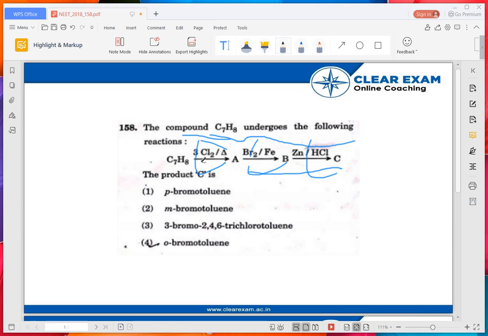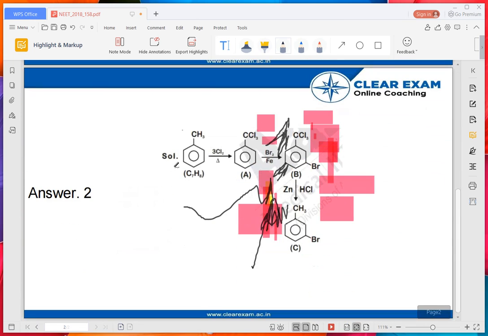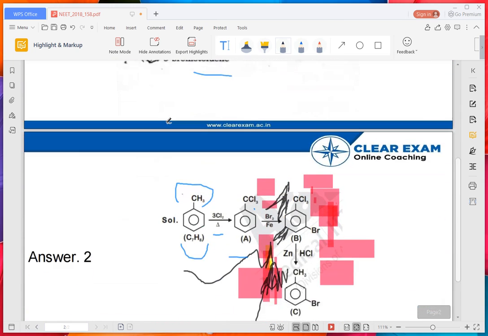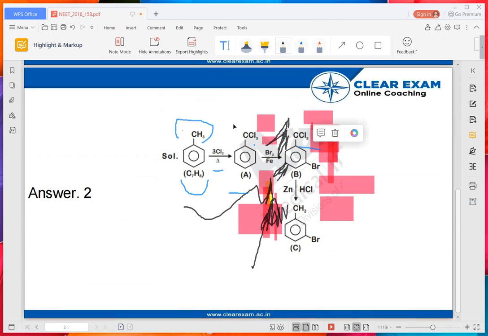What is it? Is it propanol, or m-bromotoluene, or 3-bromo trichloroethylene, or o-bromotoluene? So basically we find out that CH3 is one of the compounds, and how it is there is because of CCl3, and Cl from CCl3, which is the A product, and on reaction it forms CCl3Br, which as you can see, here they're just asking you to react.